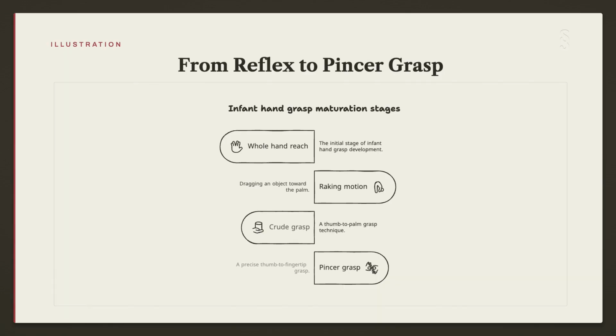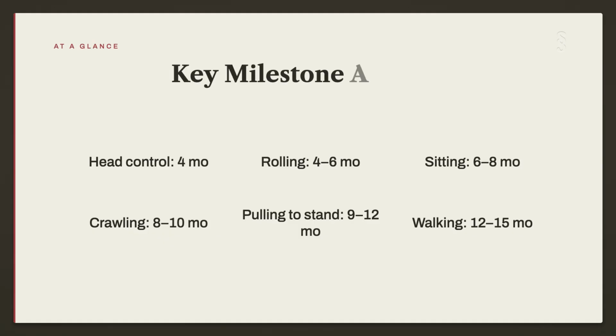The mechanism behind every milestone is neurologic maturation, myelination of motor pathways, and the fading of primitive reflexes. A newborn's grasp starts as a reflex, then progresses through whole hand reaching, a raking motion, a crude thumb to palm grasp, and finally the precise pincer grasp, each stage requiring more refined cortical control.